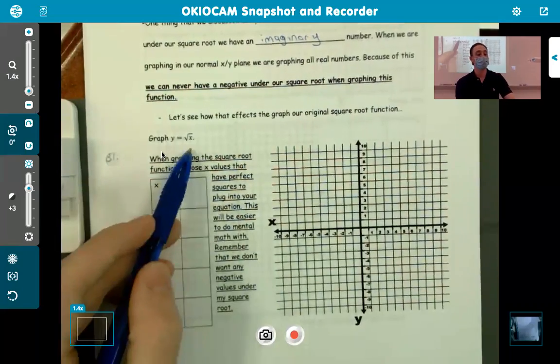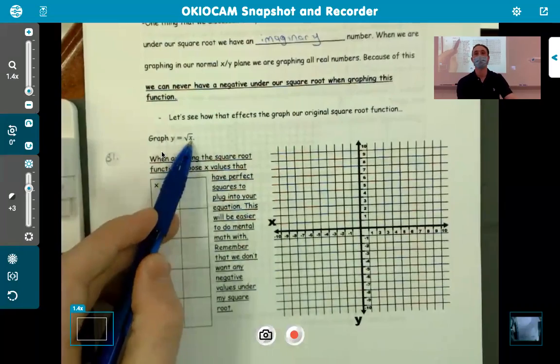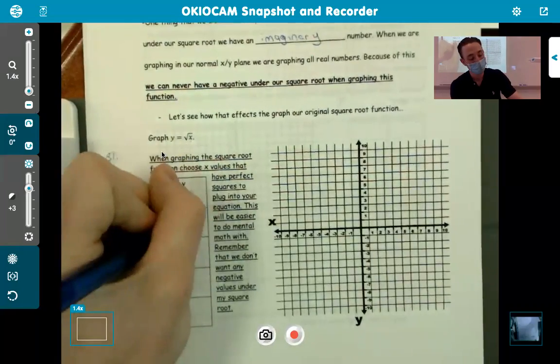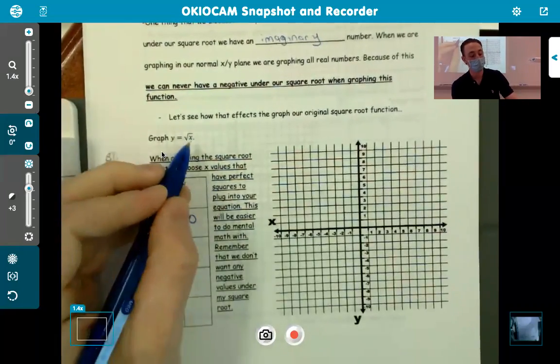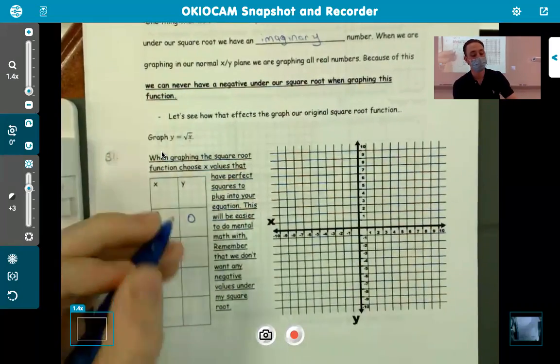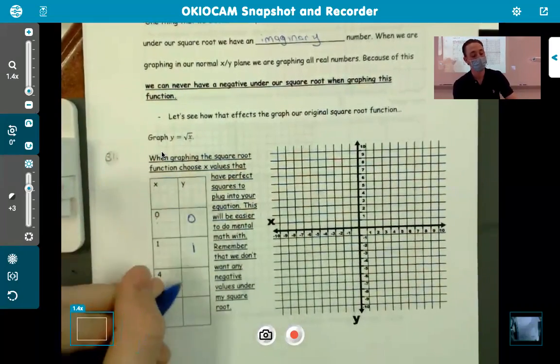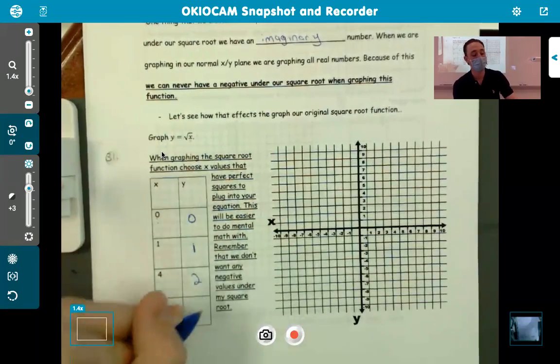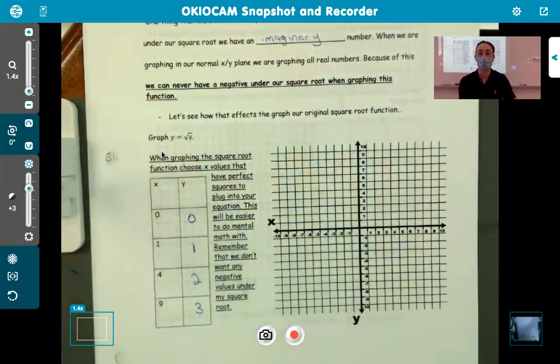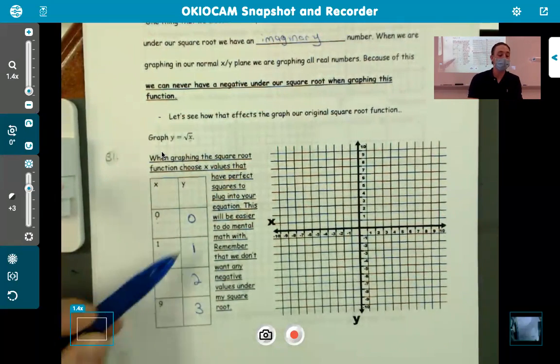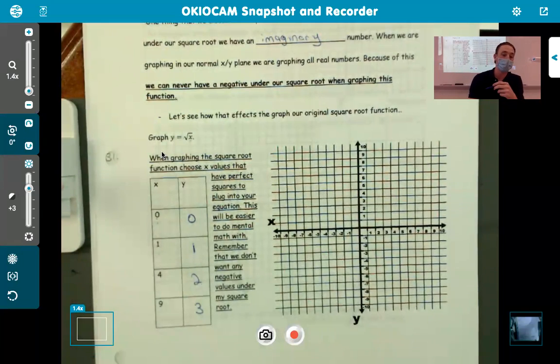If I plug in 0, I'm doing the square root of 0, which is what? 0. If I plug in 1, square root of 1 is 1. Square root of 4 is 2. Square root of 9, 3. Awesome. Good stuff. So I plug in these values for X. These are the Y values that I'm getting out in return.